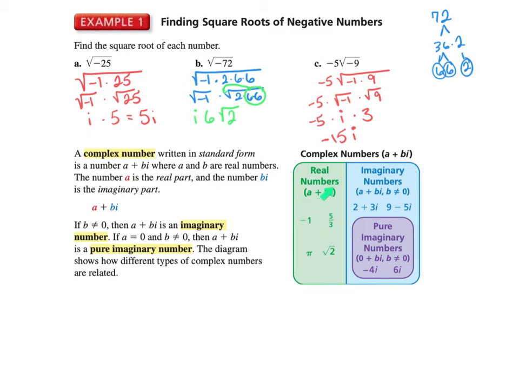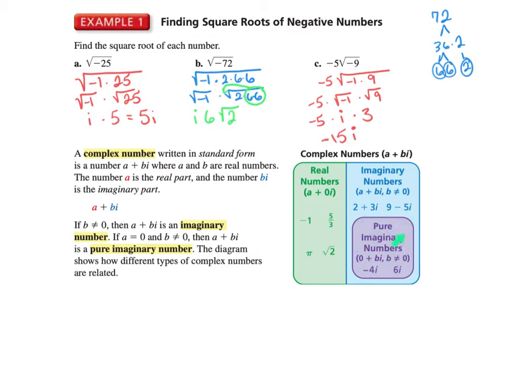So these are the real part. The imaginary part, you're actually going to have a value with the i. So you're going to have an i value, okay? And it's a number plus some number times i. It could be 1, it could be 3, it could be negative 5.